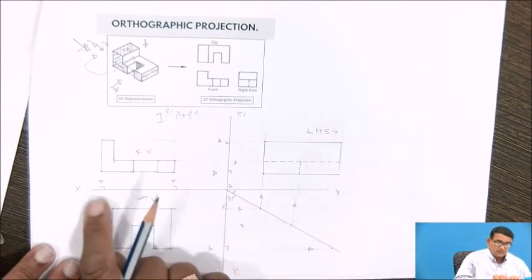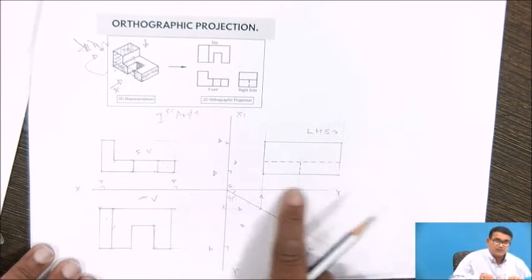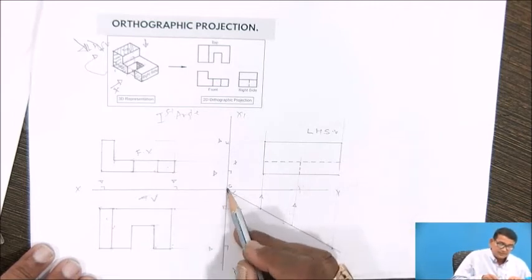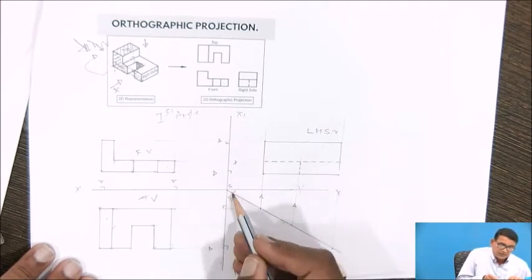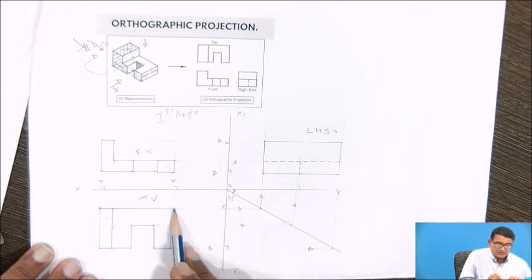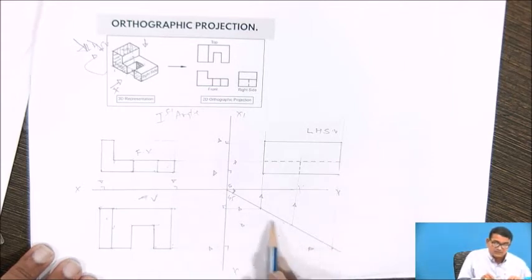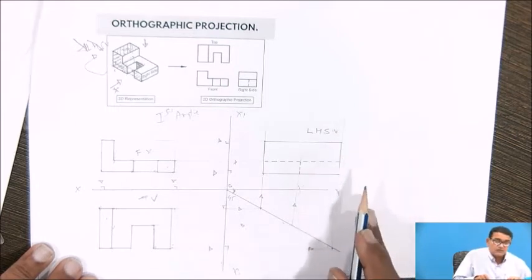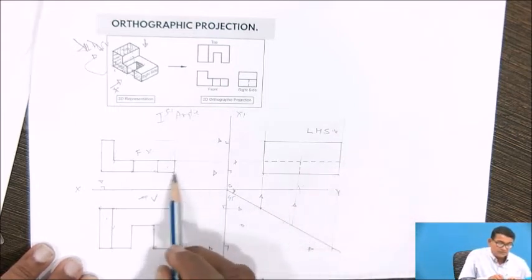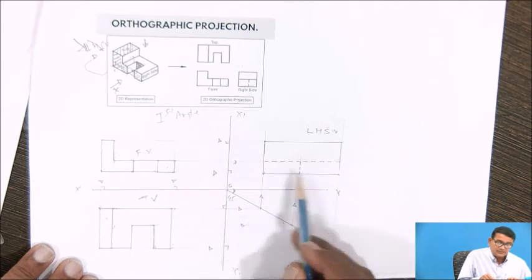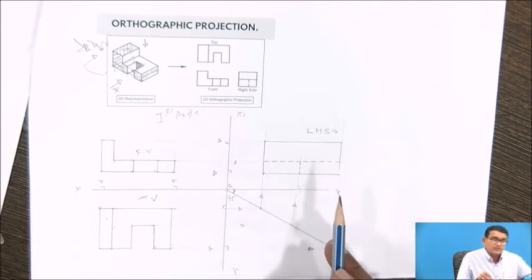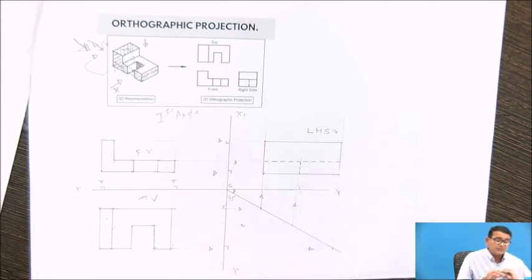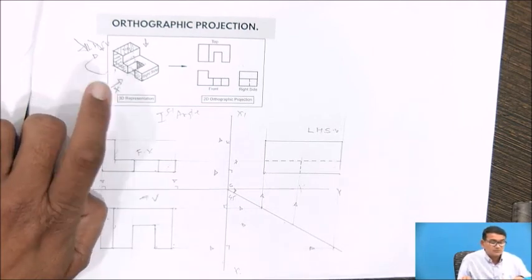For the side view, draw another line x1 y1 perpendicular to xy. From that intersection, make a 45-degree line. Then draw the generators, the maximum dimension generators. At the intersecting 45-degree line, rotate it to the vertical. So the horizontal generators intersect with each other, and you make a square block. So this is the first angle projection of an orthographic projection of this given object.